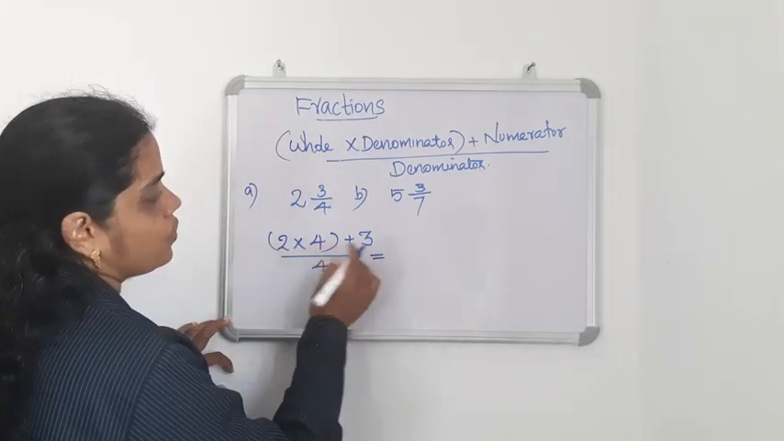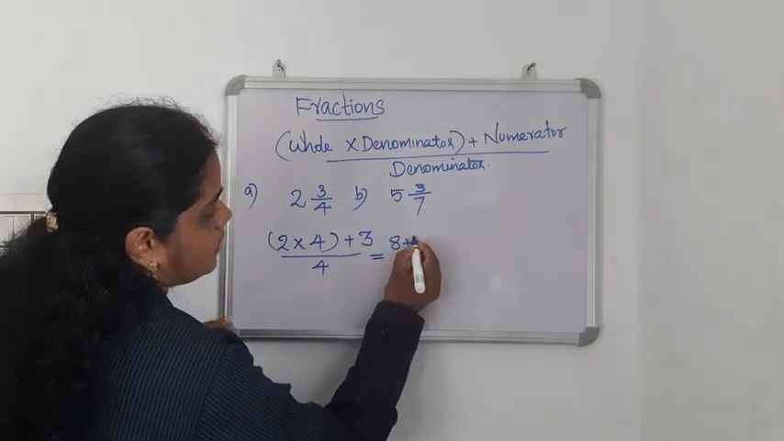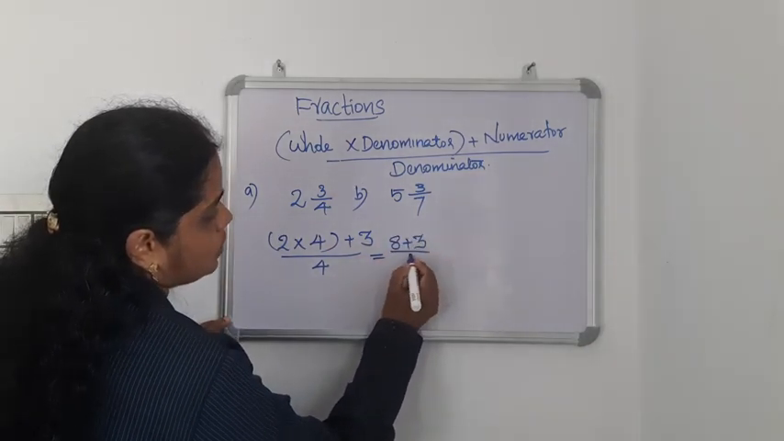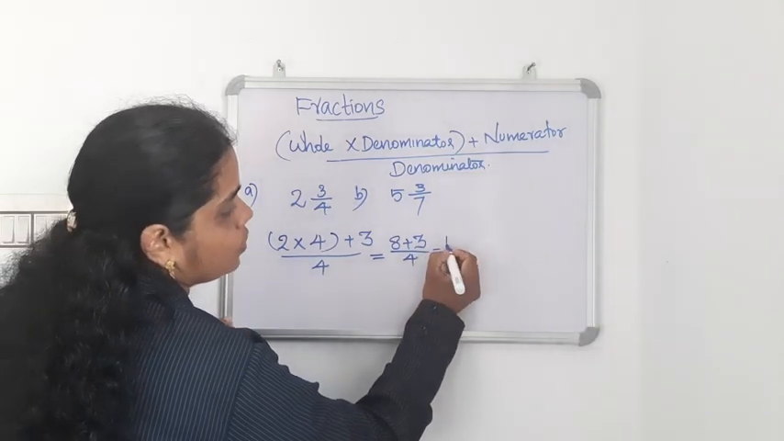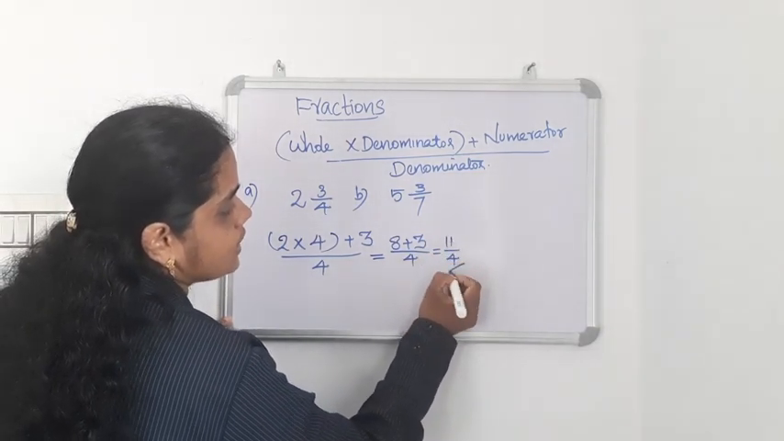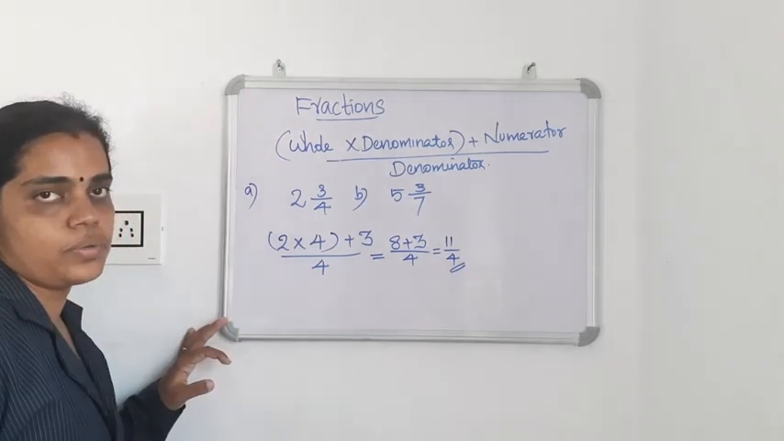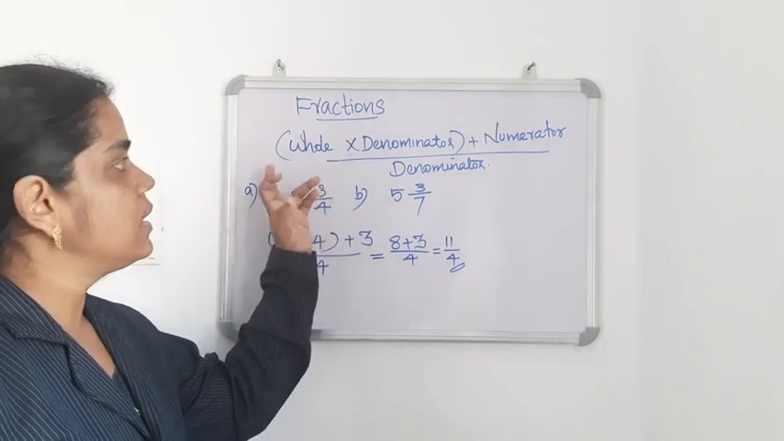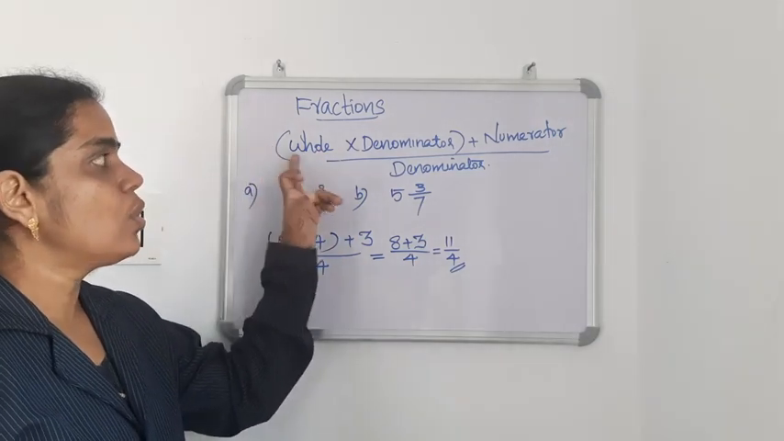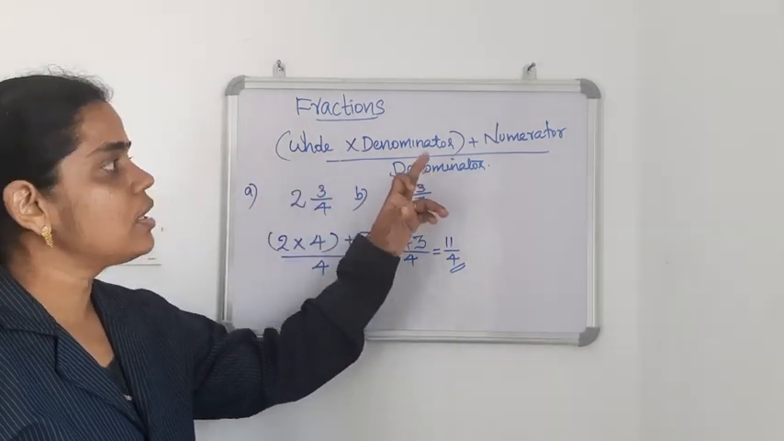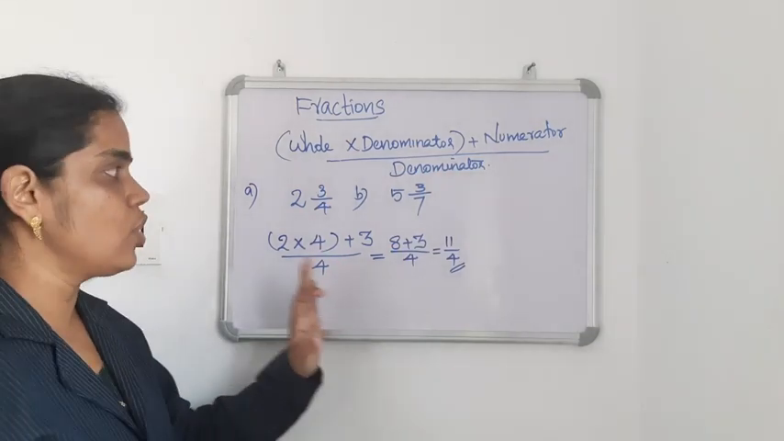Then 2 into 4 is 8. 8 plus 3, divided by 4. 8 plus 3 is equal to 11. So the answer is 11 by 4. Understood the steps? This formula is very important. Should study well. Whole number into denominator plus numerator by denominator.